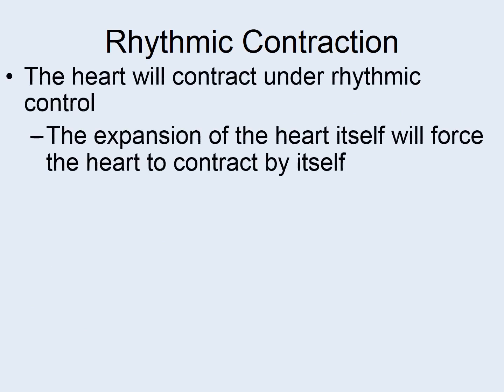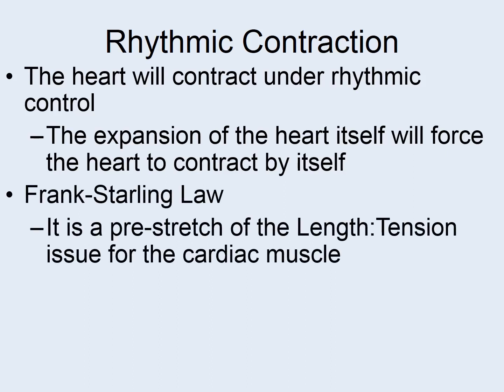Within all of these norms, we have to remember that there's this rhythmic contraction issue as opposed to just the intrinsic contraction issue. The rhythmic contraction issue is simply the indication that the heart contraction can be under rhythmic control, which means that the expansion of the heart itself will lead to a heart contraction. It's based off of what's referred to as Frank-Starling's law, which is an indication that the pre-stretch of the myocardium leads to the cardiac muscle contracting, and it's based off of a length tension issue within the cardiac muscle.